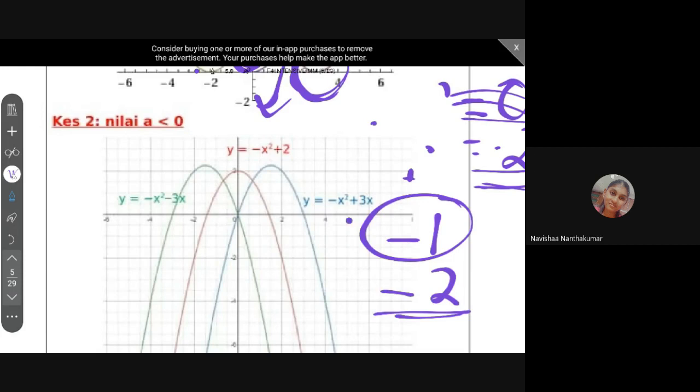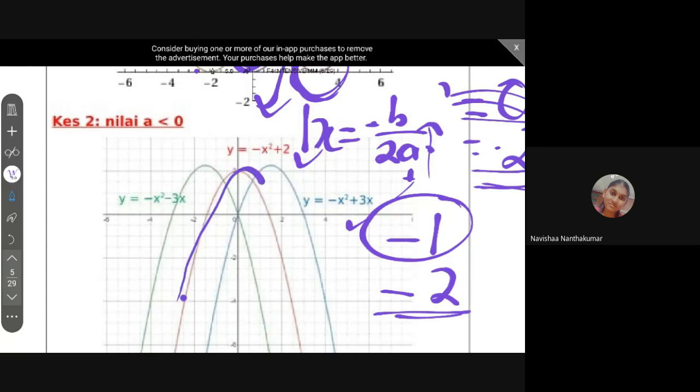So this is bigger. So according to the theory, x is -b/2a. If your a value is bigger, your axis of symmetry will be smaller, right? Like just now I explained. Kalau nilai a kamu besar, maksudnya graf tu akan jadi lebih sempit, right? So you see over here, y equals negative x squared plus 2. Let's say your a is -1, come like this.